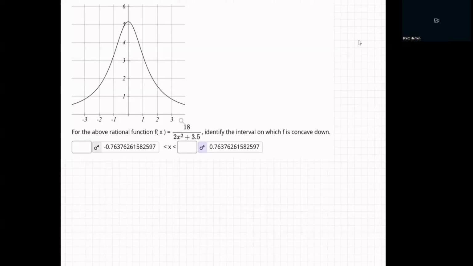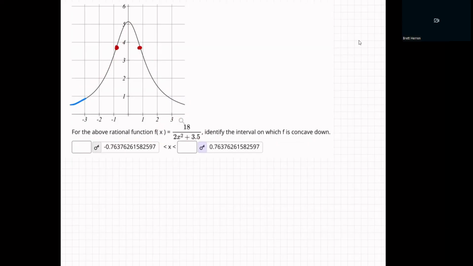This question says for the above rational function, they give us a nice little graph here. There's the function. Identify the interval in which it's concave down. Well, you can tell that right around here, I'm just kind of eyeballing it.